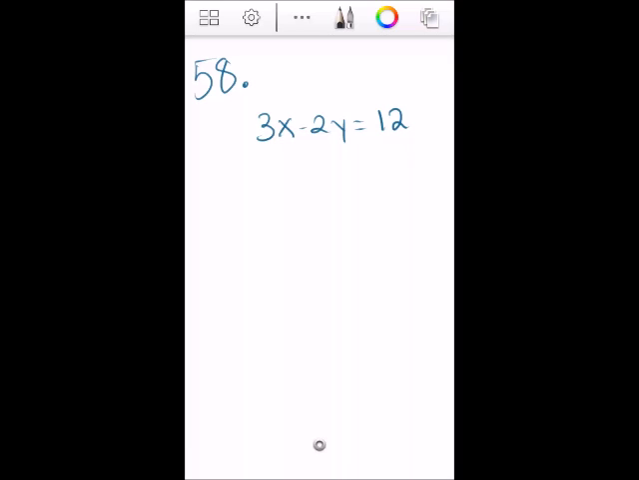All right, number 58 says, what is the slope of the line perpendicular to the line given by the below equation? 3x minus 2y equals 12. That should look really familiar because we just did it. So go back to your last question. Rewrite that equation in slope-intercept form because we already did that.